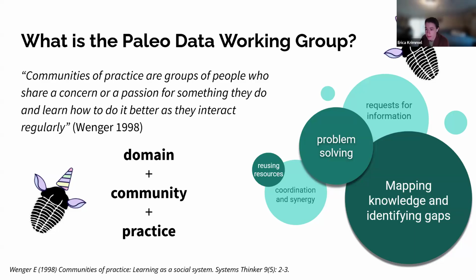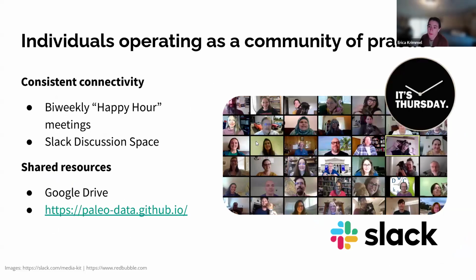Next slide. Well, here's a slightly prettier slide to say the same thing. We also have an active Slack space, and then we've got some shared digital tools like a Google Drive, and we have a website that acts as a more outward facing knowledge hub, a place for us to put the products of our consensus. That's paleo/data.github.io.